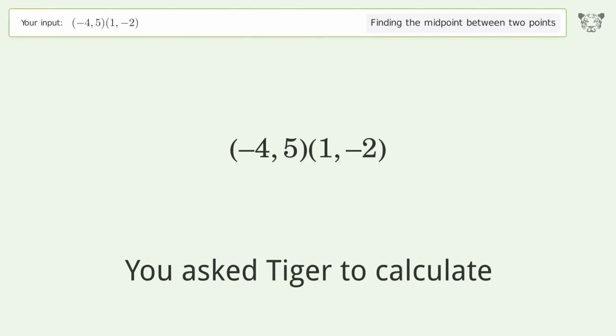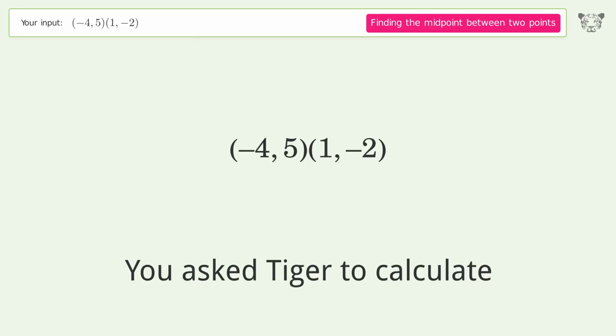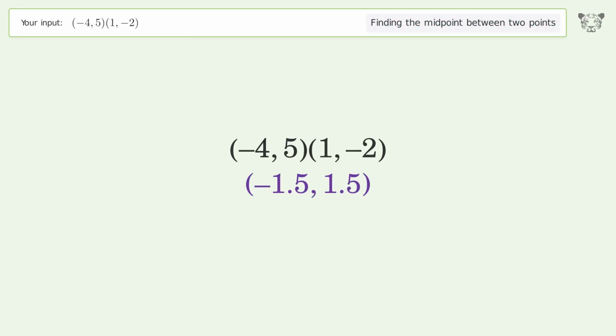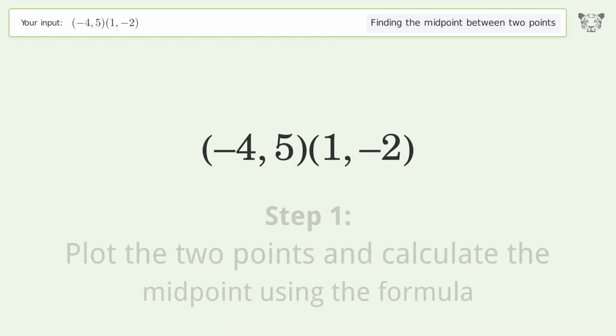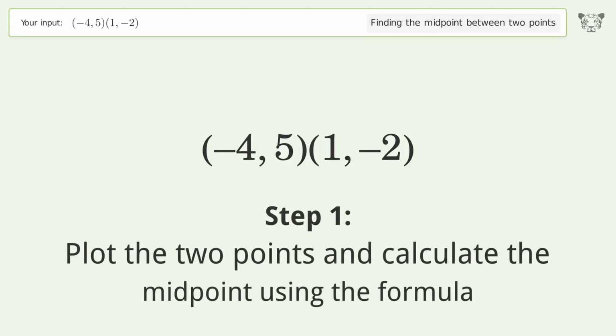You ask Tiger to calculate. This deals with finding the midpoint between 2 points. The midpoint between the 2 points is negative 1.5, 1.5. Let's solve it step by step. Plot the 2 points and calculate the midpoint using the formula.